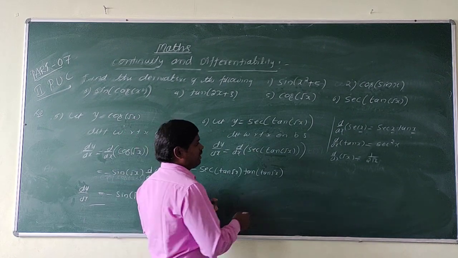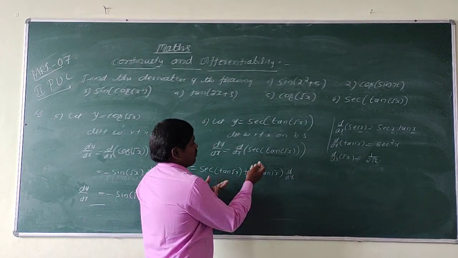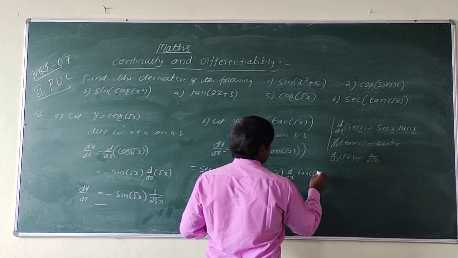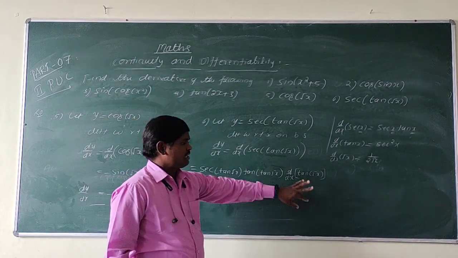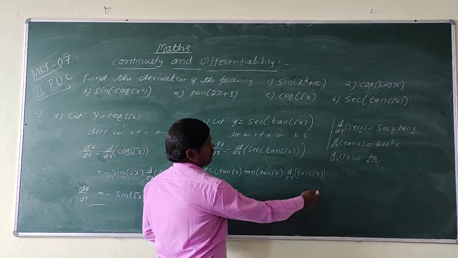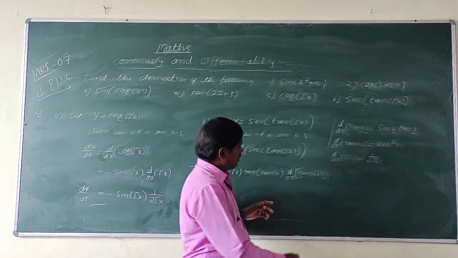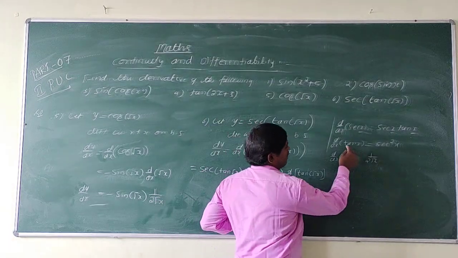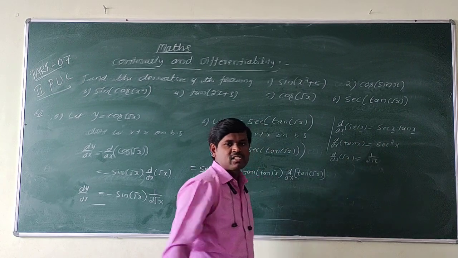Now into the internal differentiation, that is d by dx of. What is the internal term? Tan of root x. Now we are going to differentiate this using the formula for tan x. The differentiation of tan x is secant square x. In place of x, root x is there, so d by dx of tan of root x is secant square root x.